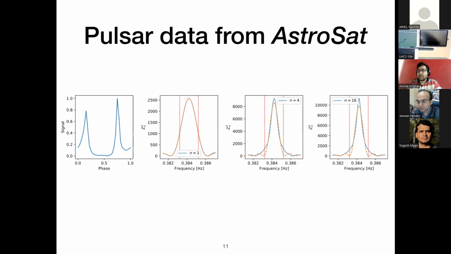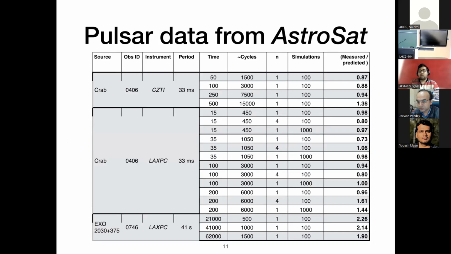If you look at the Crab, it is not single-harmonic data, it has multiple harmonics. If we just use the first harmonic, it nicely fits our expectation. The rest of the data doesn't, but despite that, we stick to the most simplified way so that future researchers can also use it, and it's easier to study. We used Crab from CZTI data and LAXPC, and another pulsar, 41-second. Crab has 33 millisecond data.